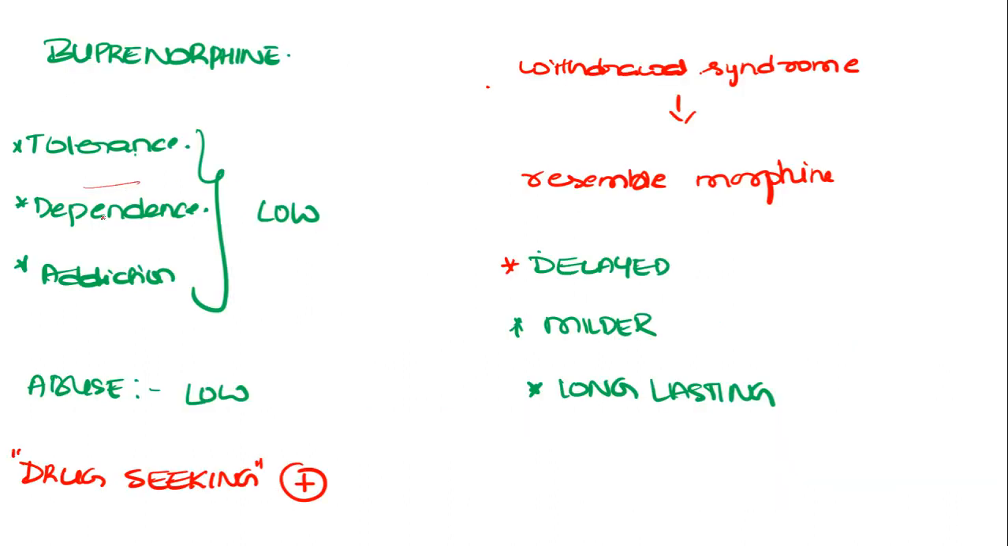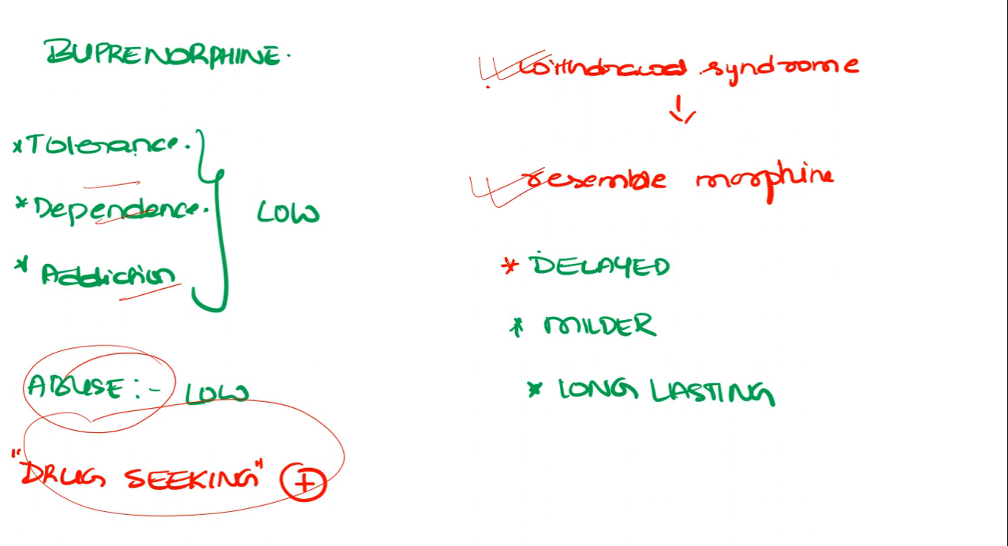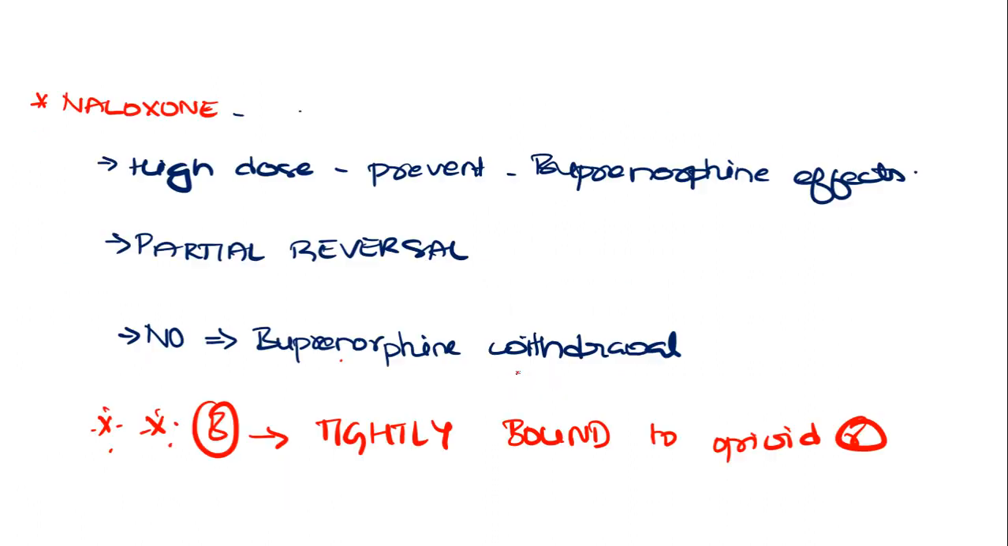So the tolerance, dependence, and addiction are very low with respect to buprenorphine, and also the abuse liability. And they have drug seeking behavior, and the withdrawal syndrome is almost similar to that of morphine, but these reactions are very delayed, they are milder in nature, and they stay for a long duration of time.